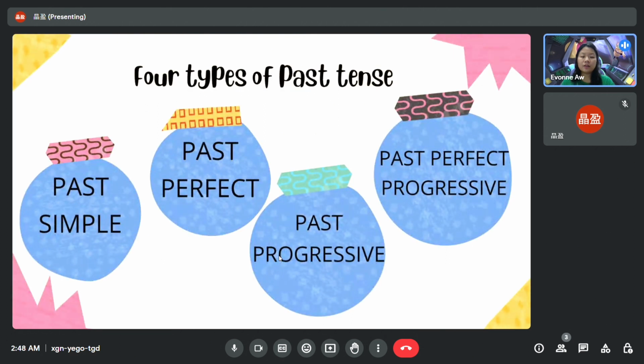There are 4 types of past tense, which are past simple, past perfect, past progressive, and past perfect progressive.